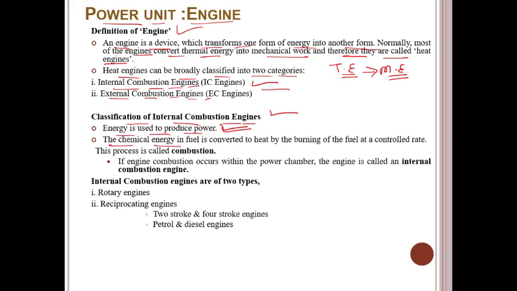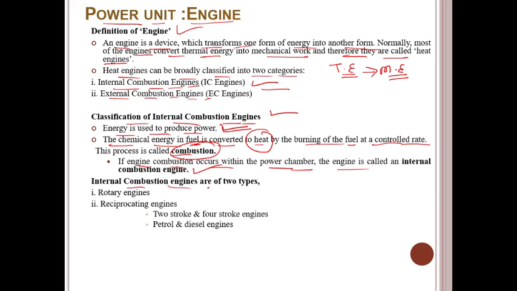Third, the chemical energy in a fuel is converted to heat by burning the fuel at a controlled rate. This process is called combustion. We know the fuel combustion takes place in the engine and we get power. If the combustion occurs within the power chamber, the engine is called an internal combustion engine. The combustion happens inside the engine power chamber.